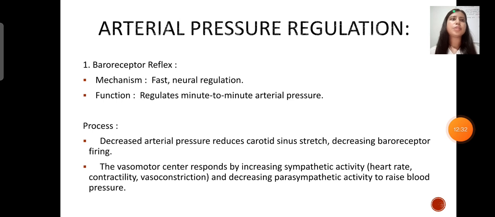The arterial pressure regulation. Number 1, the baroreceptor reflex, where the mechanism is fast and neural regulation. The function is to regulate minute-to-minute arterial pressure. The process is decreased arterial pressure reduces the carotid sinus stretch, which decreases the baroreceptor firing, and the vasomotor center responds by increasing the sympathetic activity, which is the heart rate, contractility, and vasoconstriction, and decreasing the parasympathetic activity to raise the blood pressure.